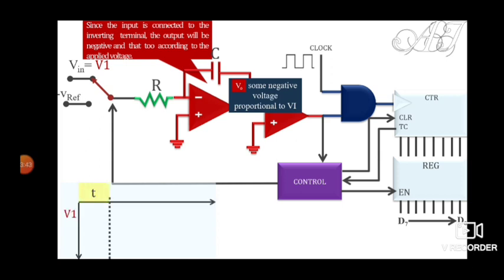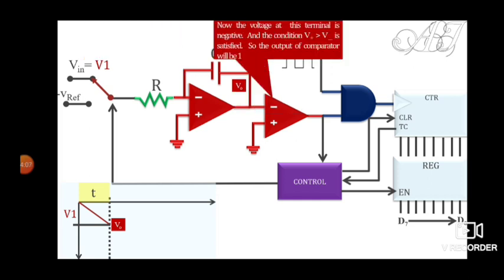Next, what will happen? Here I have plotted this graph also. As long as the input voltage is applied, your output will become negative, and here I have represented it by V naught. This graph is representing the output, and as I have told you that it is negative, that is why the axis is in the negative direction.